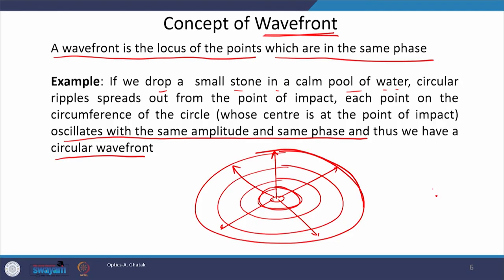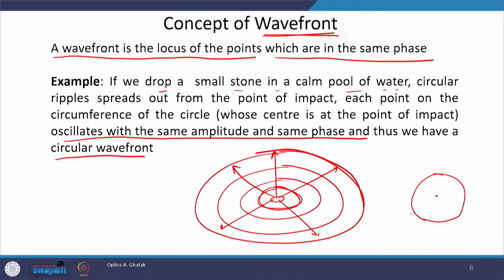If you take a line source, this is an example of a mechanical wave in the optical domain. If you take a point source, then what will happen? A point source will radiate in all possible directions. If there is a point source, a small light source, then it will emit light in all possible directions. And therefore, if you consider the locus of points which are oscillating in the same phase, then it will form a sphere. The center is our point source. The locus of points which are moving in the same phase is a sphere. Therefore, in case of a point source, we have a spherical wavefront.